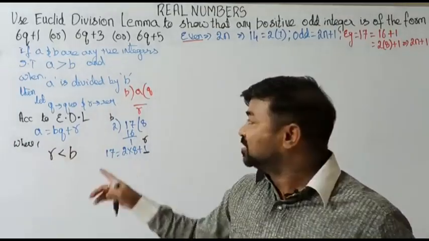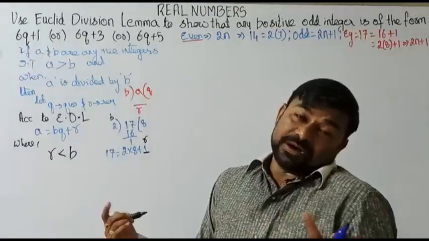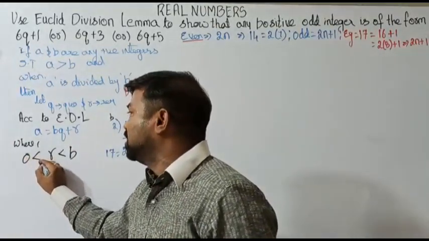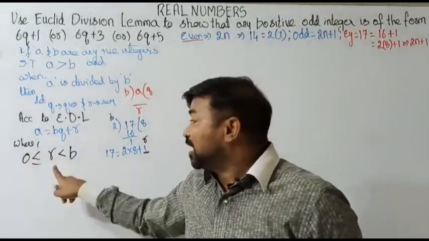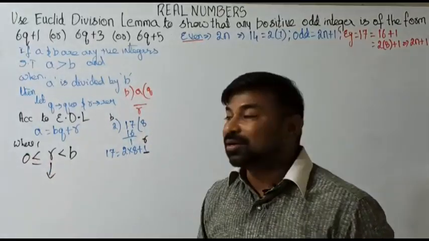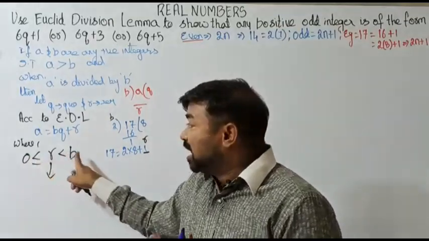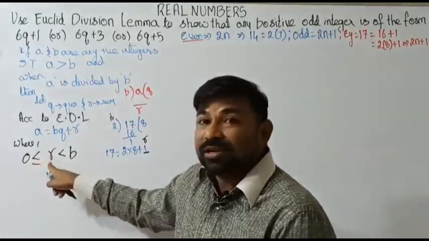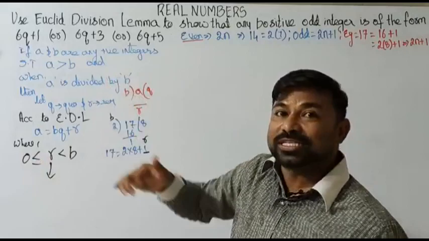That is what Euclid says. It should always be less than b. But sometimes, or obviously, it is greater than or equal to the remainder. Here the point is the remainder. The remainder is always less than b and greater than or equal to 0. Now this is the rule set by Mr. Euclid.